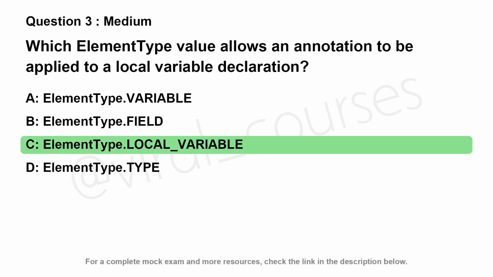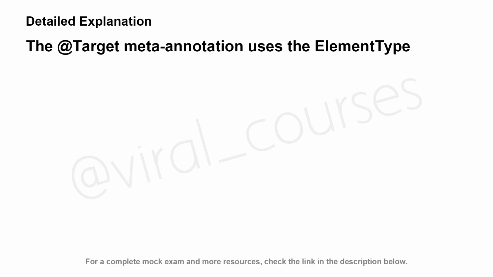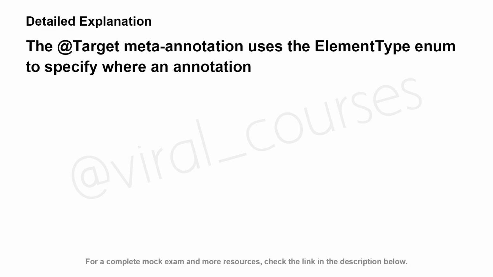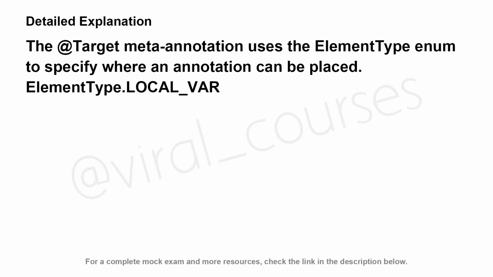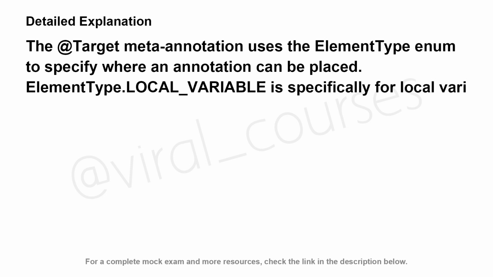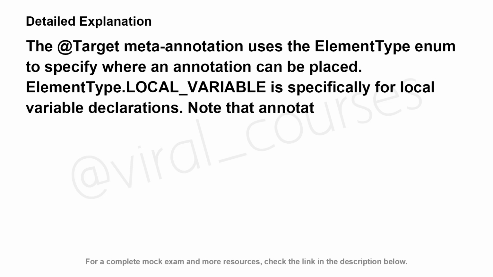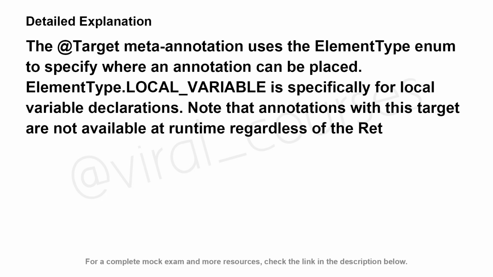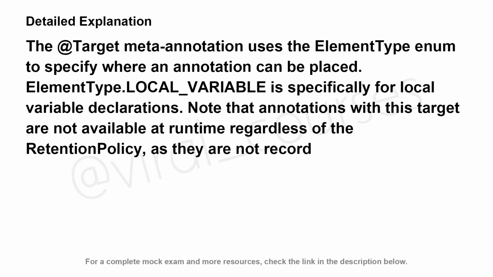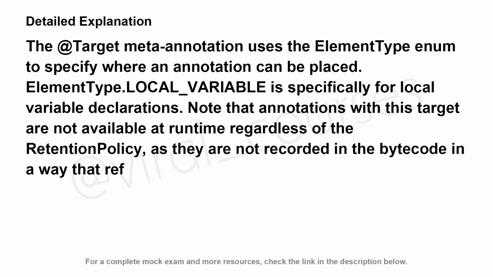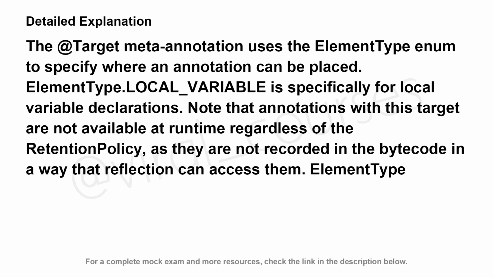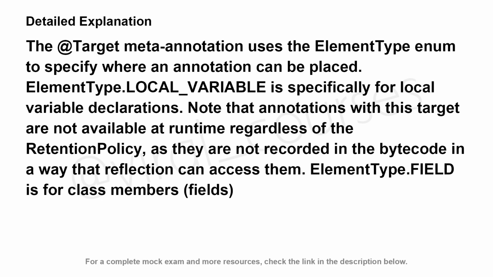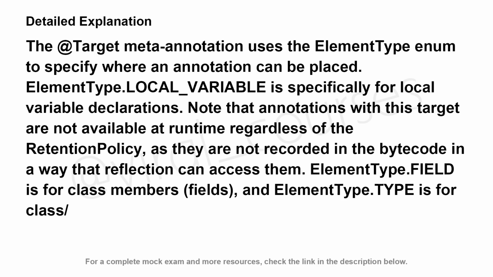The correct answer is C. The @Target meta-annotation uses the ElementType enum to specify where an annotation can be placed. ElementType.LOCAL_VARIABLE is specifically for local variable declarations. Note that annotations with this target are not available at runtime regardless of the retention policy, as they are not recorded in the bytecode in a way that reflection can access them. ElementType.FIELD is for class members, fields, and ElementType.TYPE is for class, interface, and enum declarations.